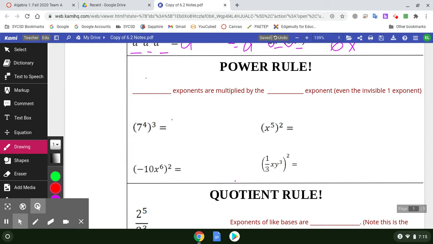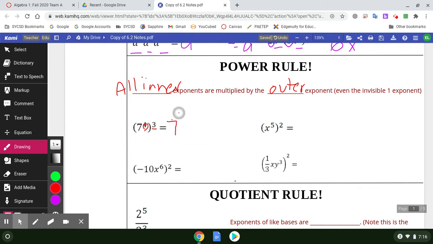Going over the power rule, as we said yesterday, all of the inner exponents are multiplied by the outer exponent, even the invisible one. When I talk about inner exponents, I mean the exponents inside parentheses, and the outer exponent is the exponent outside of the parentheses. So in this first example, we are multiplying the exponents 4 and 3, making this 7 to the 12th power. Yesterday, we looked at expanding this originally, so 7 to the 4th to the 3rd power would be 3 factors of 7 to the 4th. And as you can see, that is 12 total factors of 7.